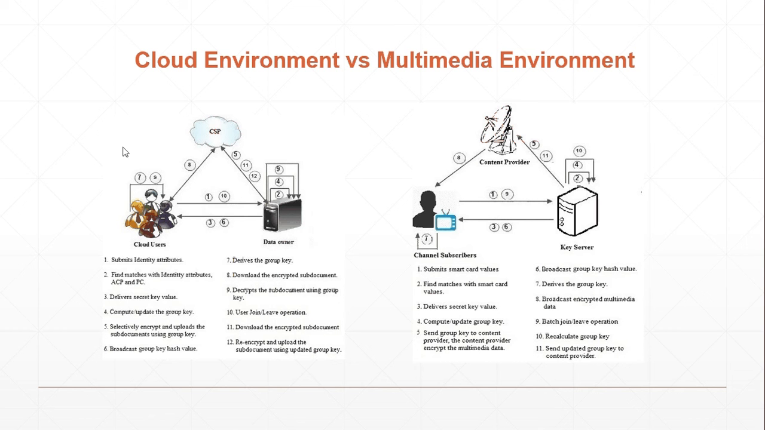The multimedia environment works the same way. Here you can see the valid users, which are called private users. They submit their smart card values or their personal identification TV box number to the key server. The key server matches the smart card values and delivers the secret key value. Thereafter, it computes and updates the group key and sends the group key content to the content provider, and the content provider will encrypt all the broadcast information according to the group key value.